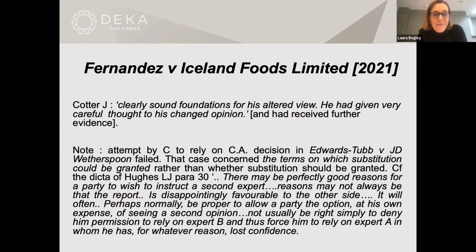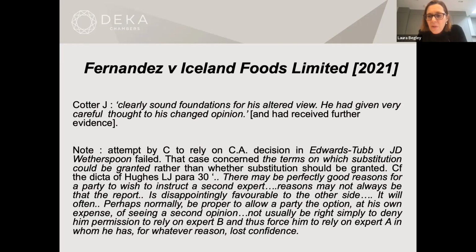Oh, sorry, I should have said that it was Judge Cotter who said, clearly there were sound foundations for the first expert's view, for his altered view. He'd given very careful thought to his changed position. That is one of the key things, I think. If you are going to try and substitute your expert, you need to be able to demonstrate that the first expert has gone off-piste in some way and that there isn't a good reason for their change of opinion.